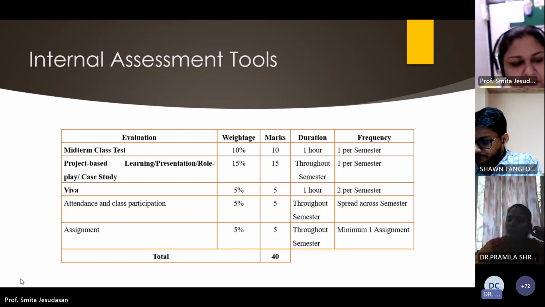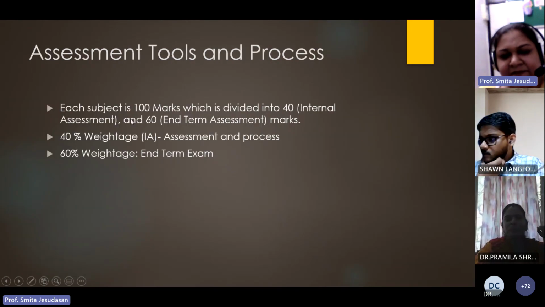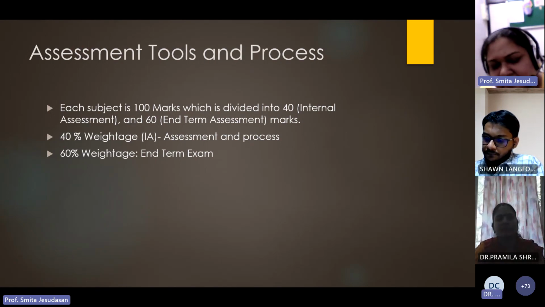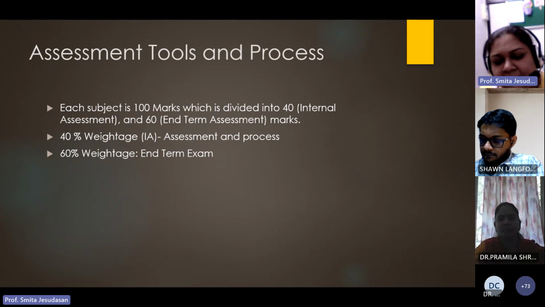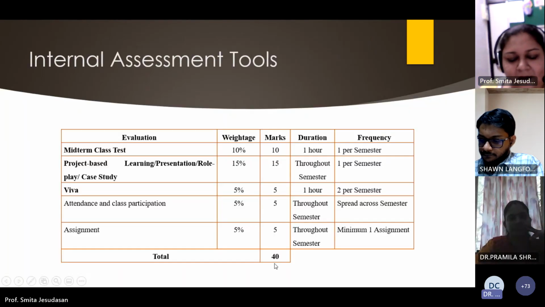Ma'am, see, in the previous slide, I've said the subject is of 100 marks. So we have 40 internal marks and 60 end semester. So only 40% weightage is given for internal assessment, and 60% weightage is for end semester. That has been split up, so that I have split up based on 100. Okay. Thank you very much.